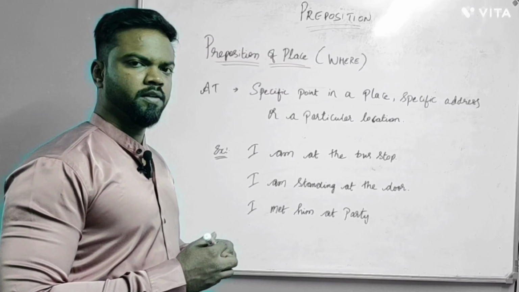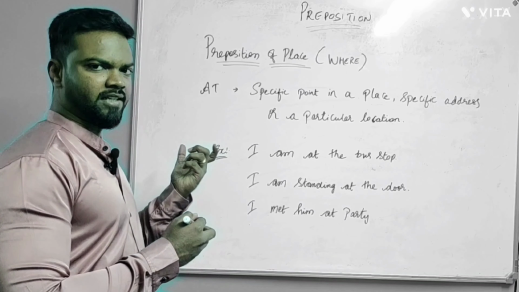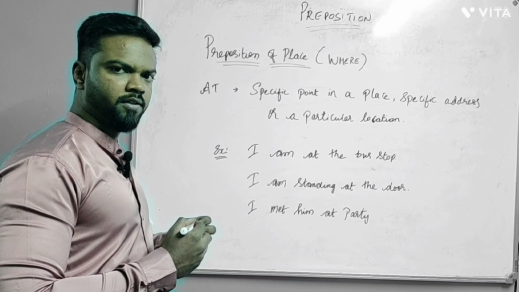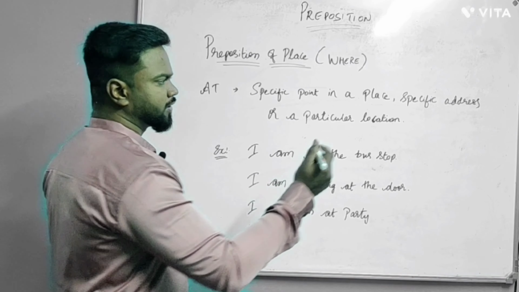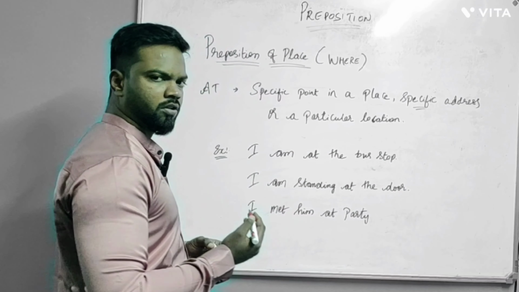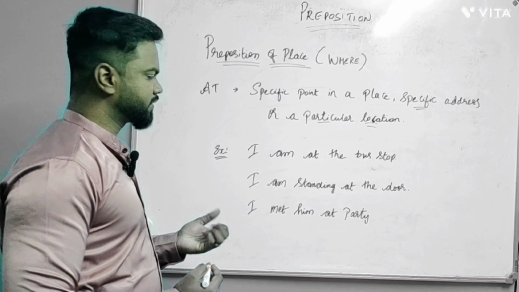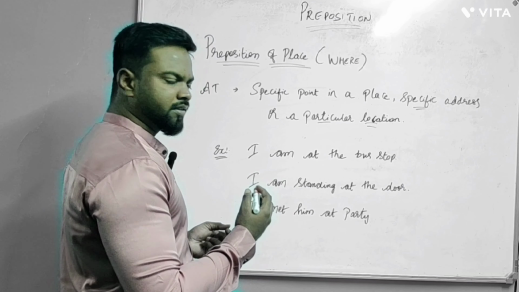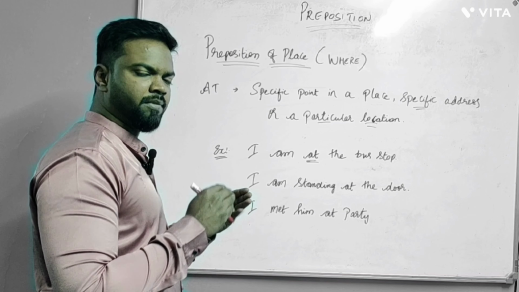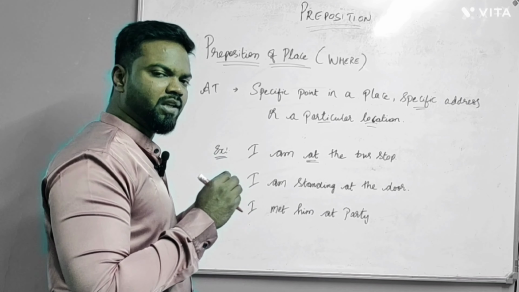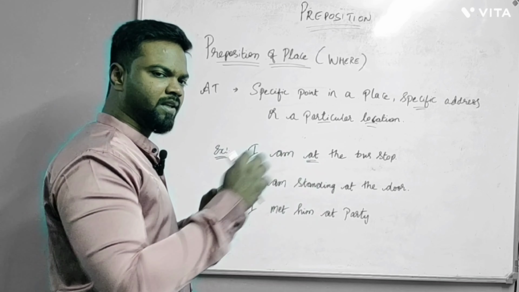Got it? Next, we are going to look at preposition of place, at. We use at to talk about a specific point in a place, a specific address, or a particular location. Let's have a look at these examples. I am at the bus stop. See here, I'm not randomly telling some place. I'm telling particularly that I am at the bus stop. That is a specific point in a place.